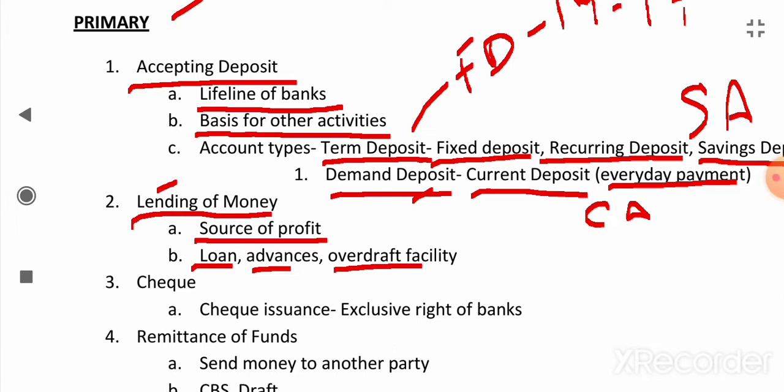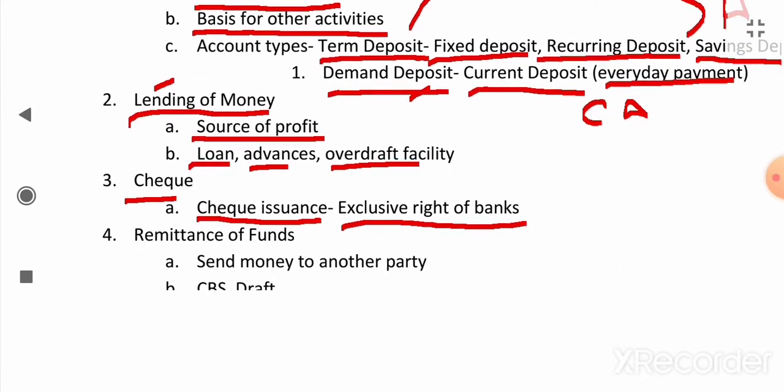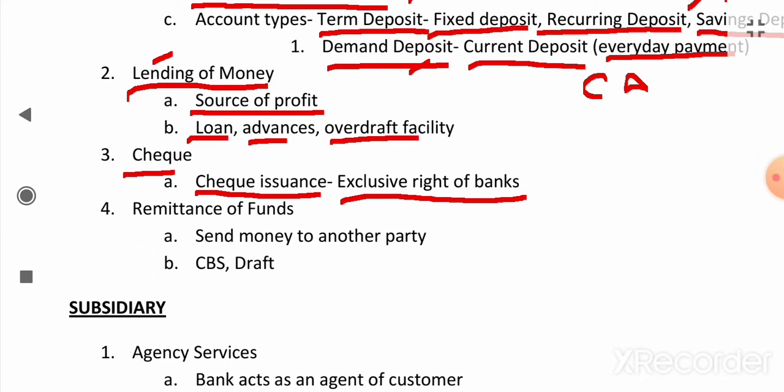Then the third primary function is cheque issuance. It is the exclusive right of banks. Cheque issuance is the exclusive right of banks. No other type of body or company can issue cheques. Then the next primary function is remittance of funds.